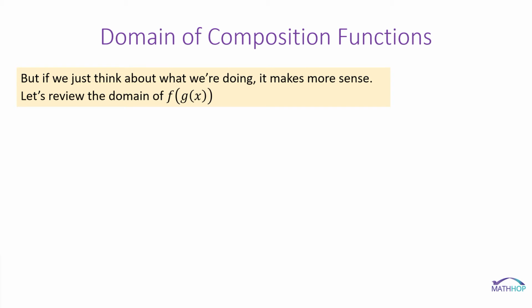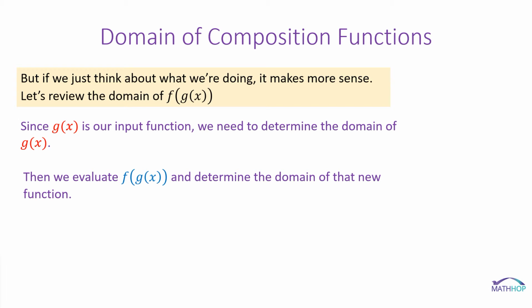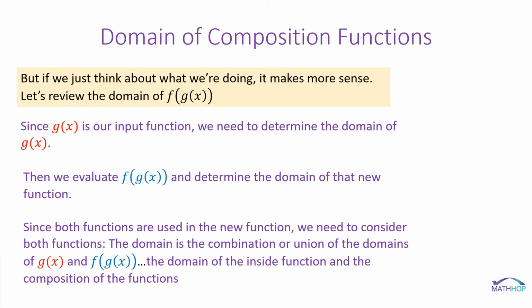Let's review the domain of taking the composition f of g of x. Since g of x is our input function or our inside function, we have to determine the domain of it before we can do anything. We have to know what values of g of x exist before we put it into another function. Then we evaluate our composition, f of g of x, and we determine the domain of that new function. The domain, since both functions are used in the new function, is going to be the union of both limitations on both functions' domains.